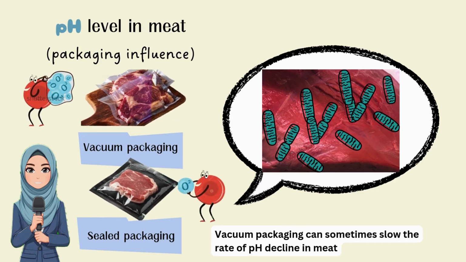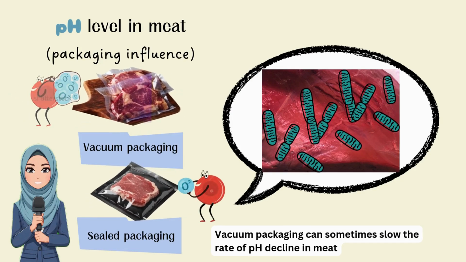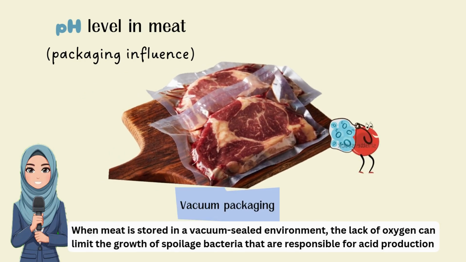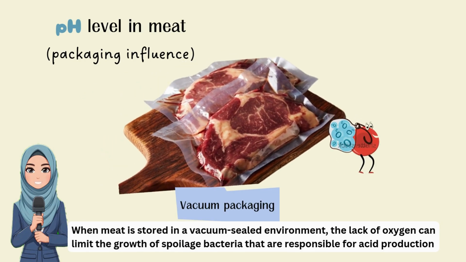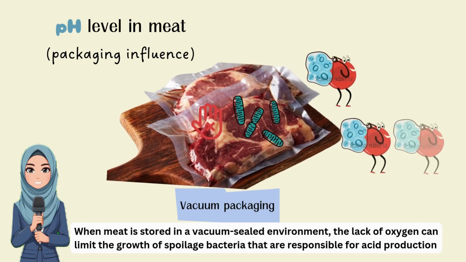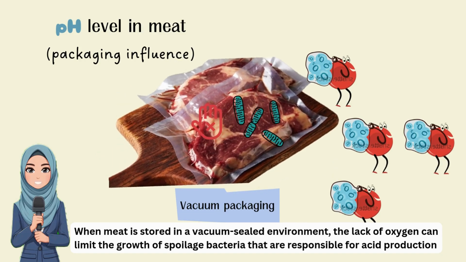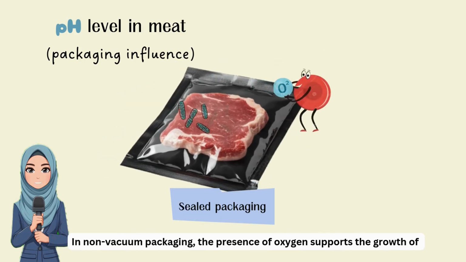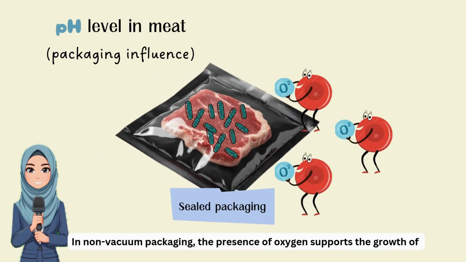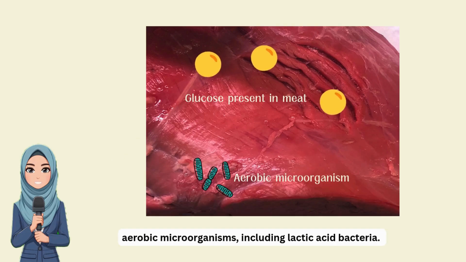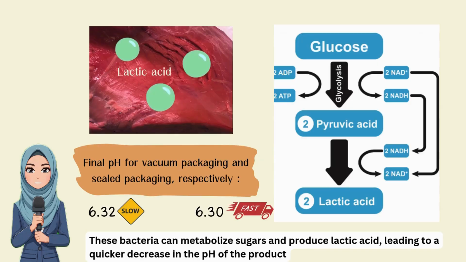Vacuum packaging can sometimes slow the rate of pH decline in meat. When meat is stored in a vacuum-sealed environment, the lack of oxygen can limit the growth of spoilage bacteria that are responsible for acid production. In non-vacuum packaging, the presence of oxygen supports the growth of aerobic microorganisms, including lactic acid bacteria. These bacteria can metabolize sugars and produce lactic acid, leading to a quicker decrease in the pH of the product.